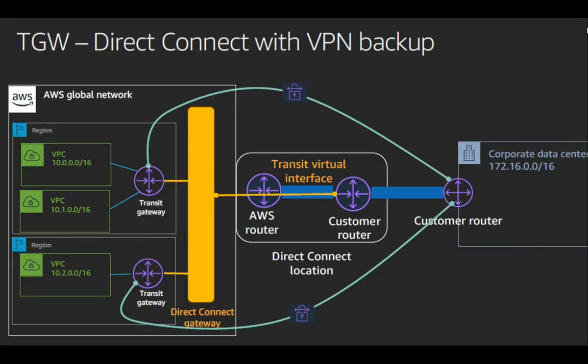Direct Connect itself will give you stable, reliable, dedicated bandwidth. But in some cases, let's say your virtual interface is down by mistake or by accident, then you have an alternate route via IPsec VPN, which is your backup. So you can connect to your corporate data center via a site-to-site VPN connection. Again, this VPN connection will be terminated at the transit gateway.